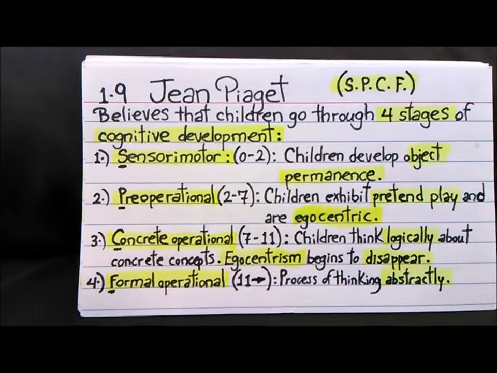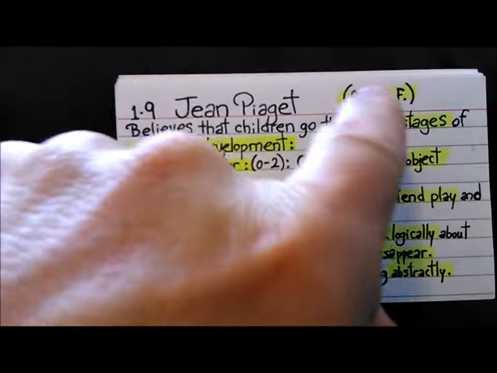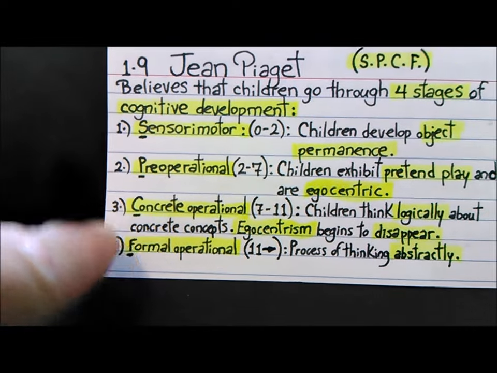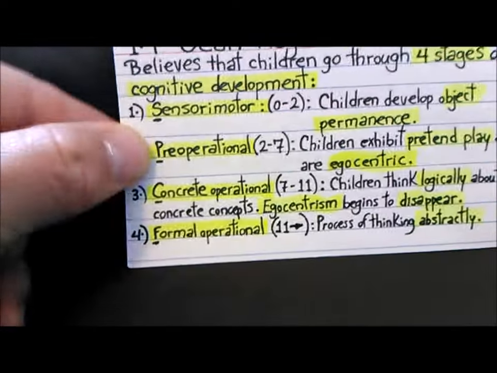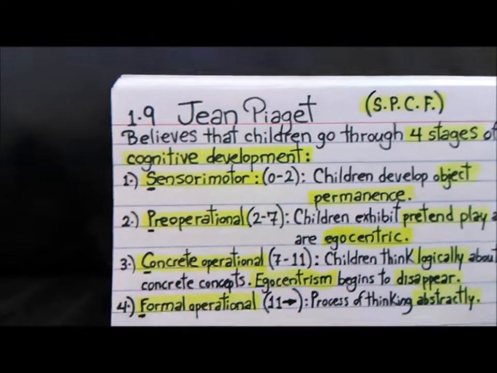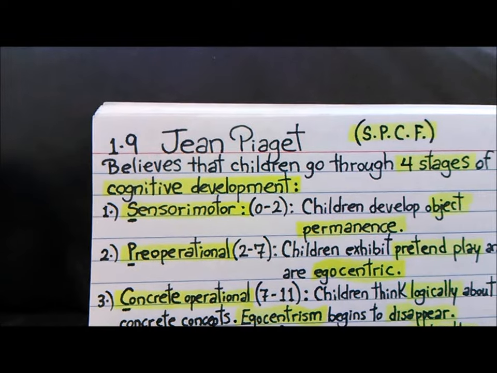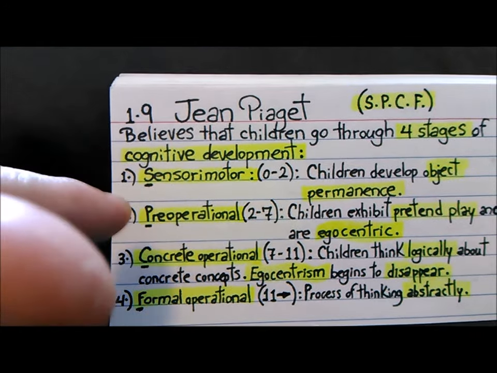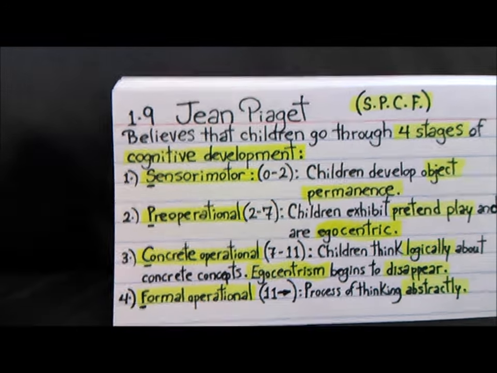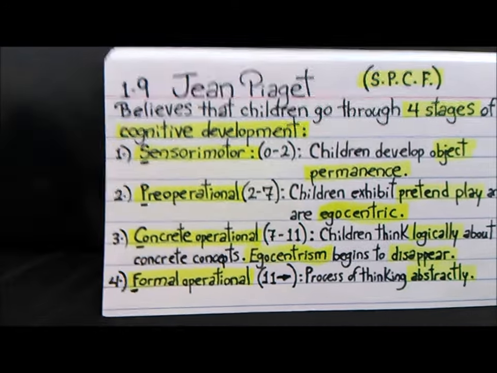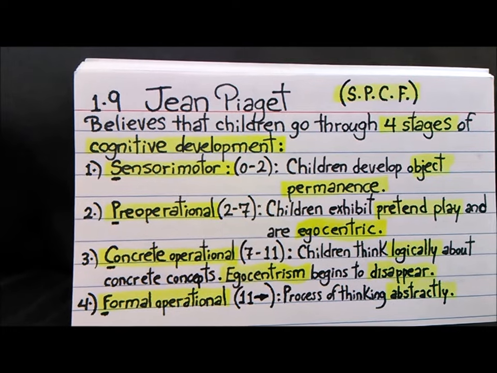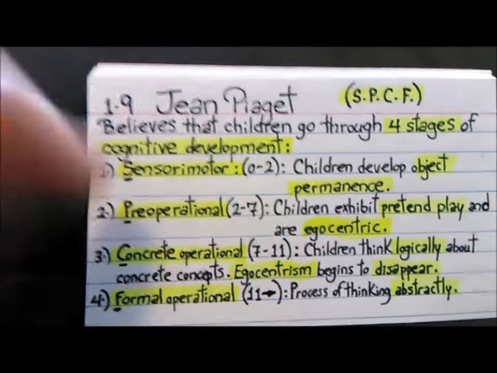And 1.9, real quick. Jean Piaget. SPCF, what is that? Sensorimotor, preoperational, concrete operational, formal operational. Jean Piaget believes that children go through four stages of cognitive development. SPCF, 1, 2, 3, 4. Okay. First one is sensorimotor. From 0 to 2 years old, children develop object permanence.